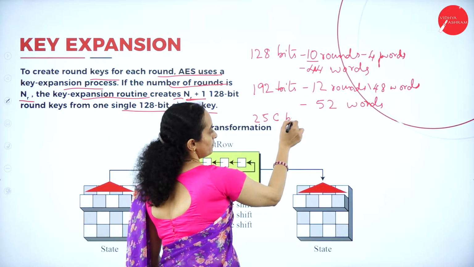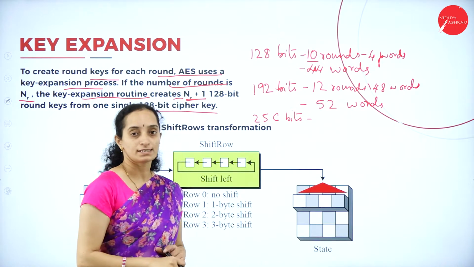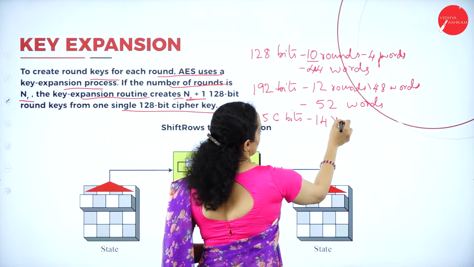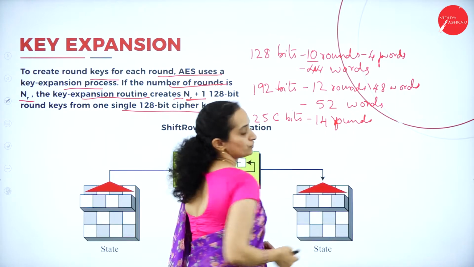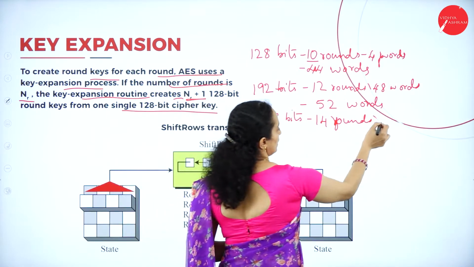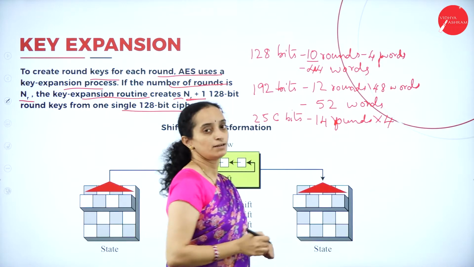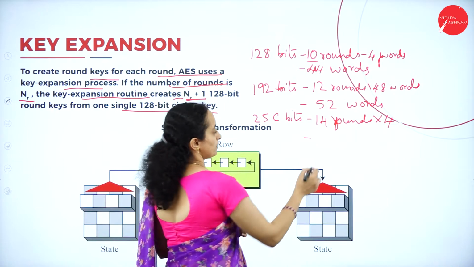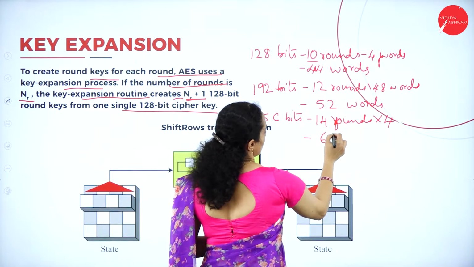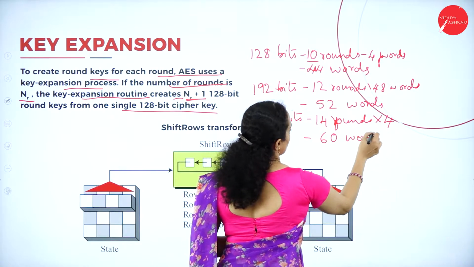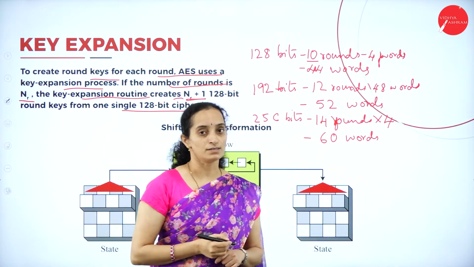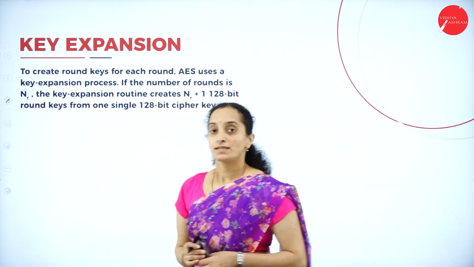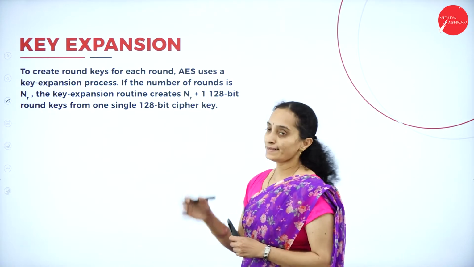Whereas if you take 256 bits for a round key, you are going to have 14 rounds, isn't it? You need to have 14 rounds. 14 into 4 will be 56 plus 1 round, 56 plus 4, that is 60 words will be there. So it uses 60 words when you apply key expansion in the AES method. Let's check with the key expansion.